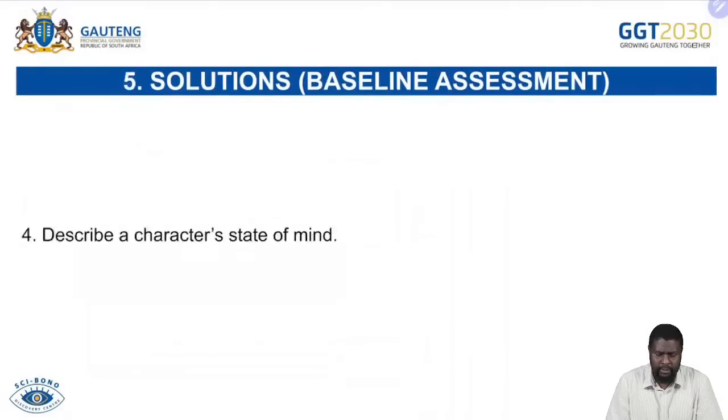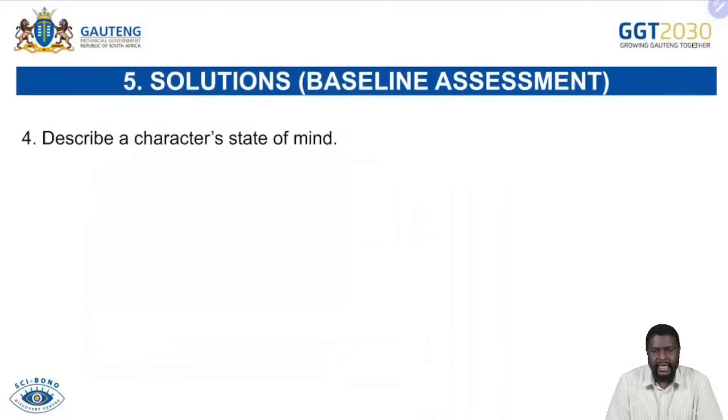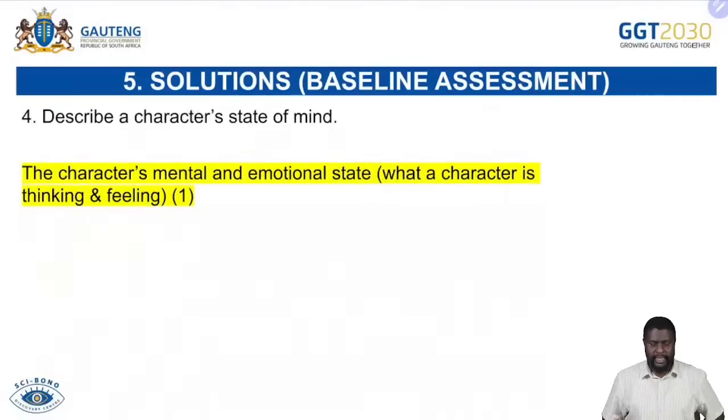Right, the next question was, describe a character state of mind. What is a character state of mind? Remember, the last time we spoke about this question, we said the character state of mind is the mental and the emotional state, or what the character is thinking or feeling. So it's the head and the heart. You remember those 2 things tomorrow when you go to the examination. The head, what the character is thinking, and the heart, how is he or she feeling? That is the answer for your state of mind question.